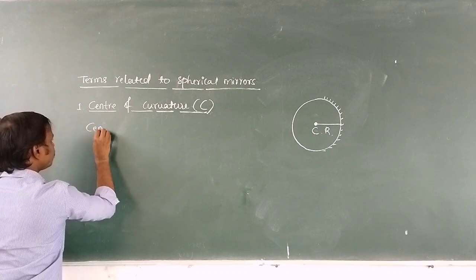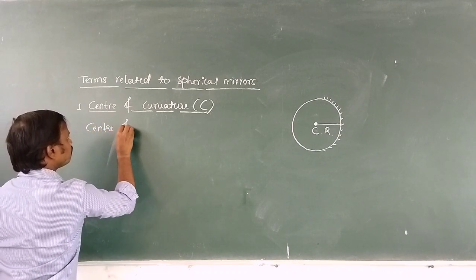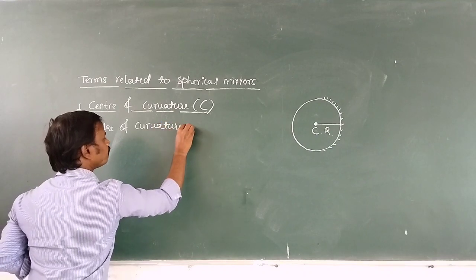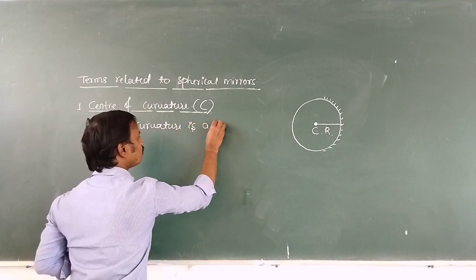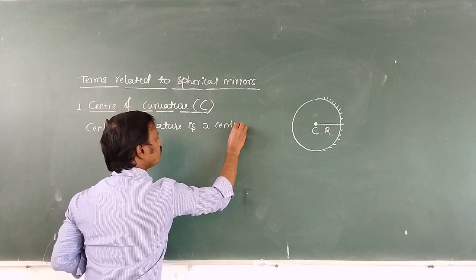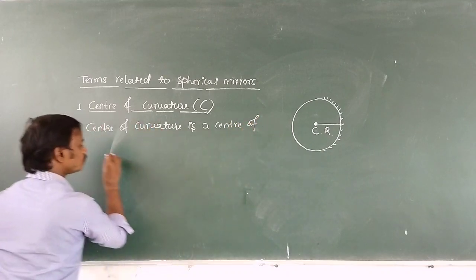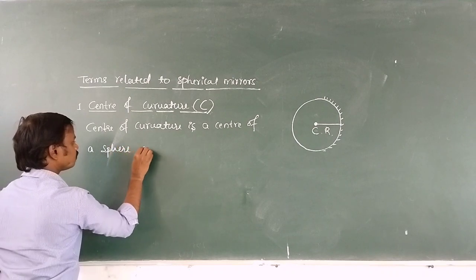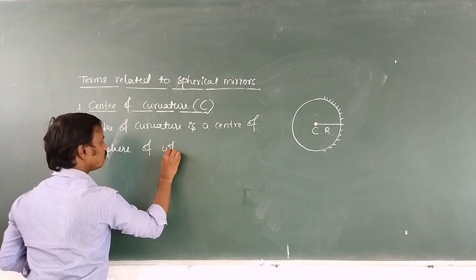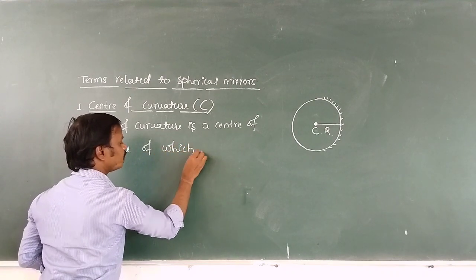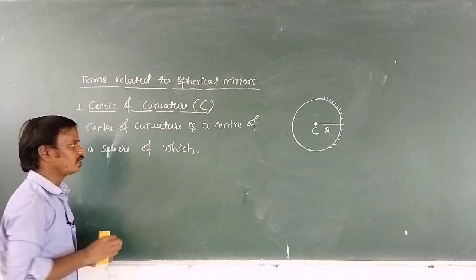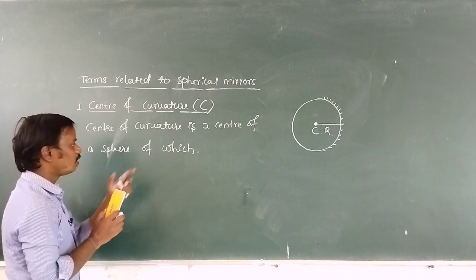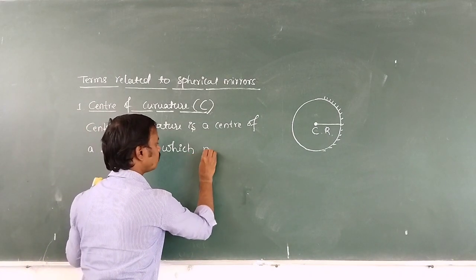Center of curvature is the center of a sphere of which a mirror is a part. A mirror is a part of a sphere. Okay, center of curvature is the center of a sphere of which the mirror is a part.